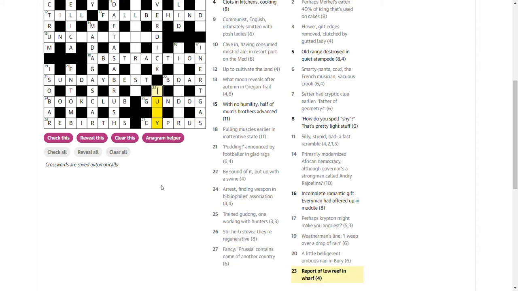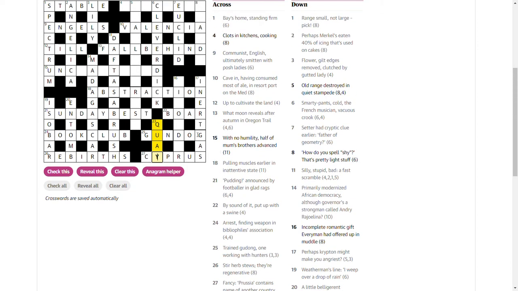So this is going to be key, is it, for a wharf? Report of low reef. Yeah, it sounds plausible. Why is a low reef a key? Oh, I was in the Florida Keys, and it sounds right. Like, because report means sounds like. Right, yeah. Got you. We're almost there.